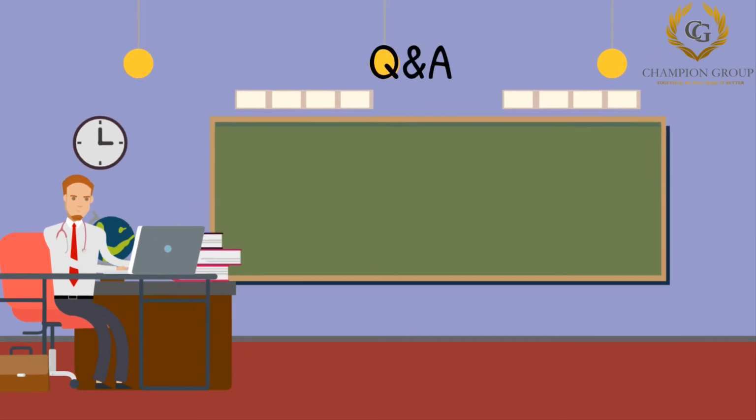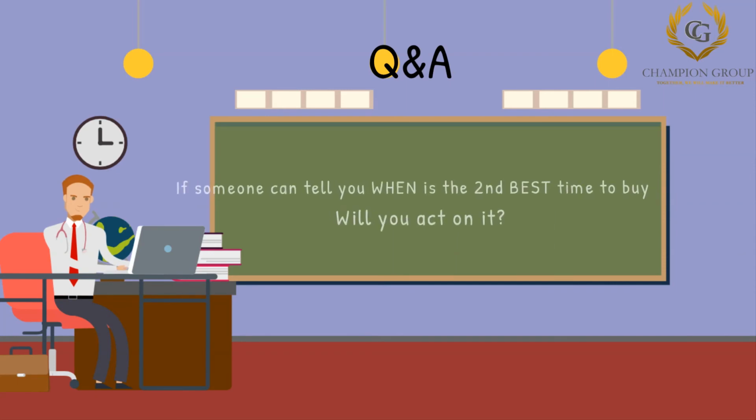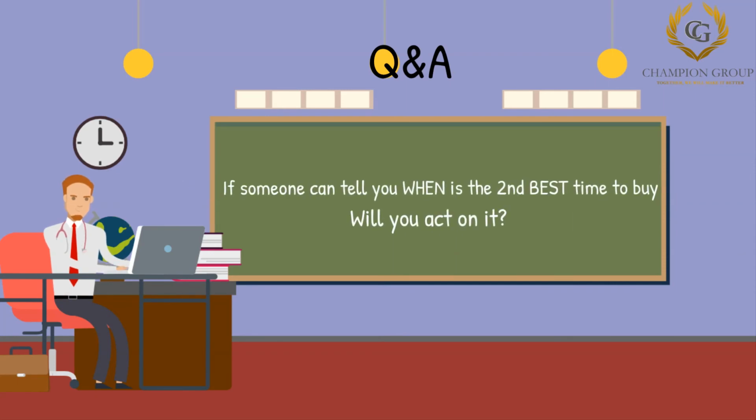Q&A time. The first question is, when is or was the best time to buy? Someone says, if you bought 10 years ago, that will be best. Do you agree? This has passed and we cannot bring back time. Correct? The next question is, if someone can tell you when is the second best time to buy, will you act on it? Don't you agree that the second best time to buy is now?